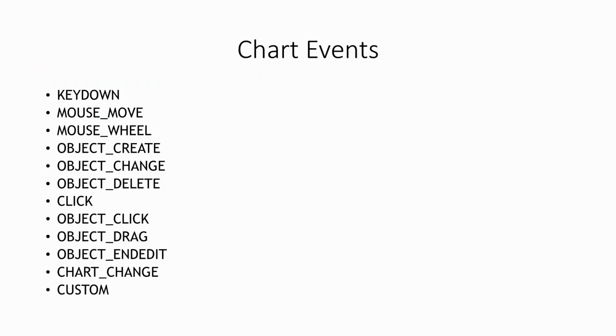There are a series of these chart events which I'm showing on screen: the key down, mouse move, mouse wheel, object create, change, delete, click, object click, and so on. I'm going to go through each of these, not necessarily in order because some of them need a little bit of special handling, but I will go through each of them, show you what the values are that come through from the ID, the L param, the D param, and the S param, and how you can use them.